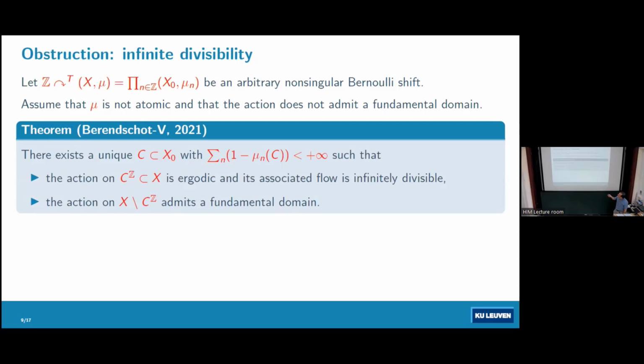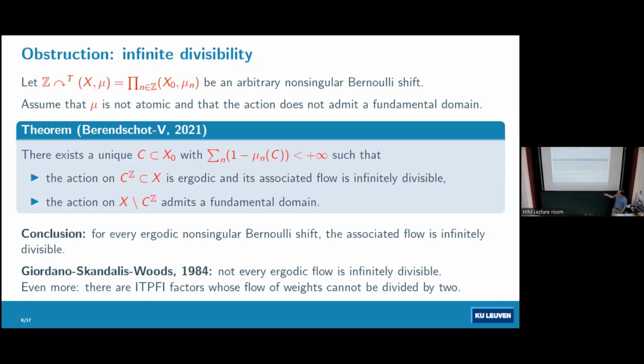The nuance is there exists in your base set X0 a unique, up to measure 0, subset C, for which the remainder is summable. And of course, if you had your fixed C, you could always add a remainder and give it a weight that is summable. So this is something that you cannot avoid. So there exists a subset C with the remainder having summable measure, such that on C to the Z, we have such an ergodic Bernoulli shift. Thus, we have an ergodic Bernoulli shift with infinitely divisible associated flow, and on the remainder we just have a fundamental domain. So that's the general structure theorem.